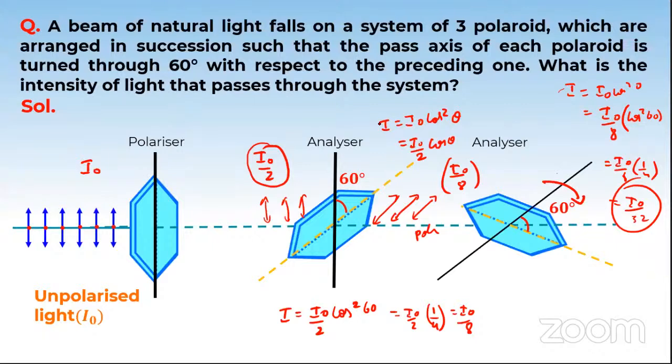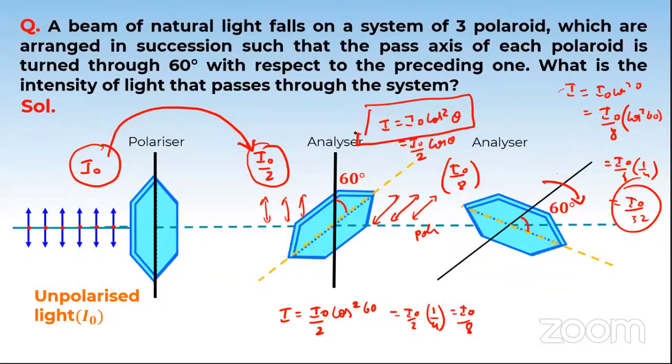I hope I'm clear, right? This is the previous JEE question, very simple. But if you know the Malus law and the concept that for the first time, from unpolarized to polarized, the intensity becomes half, and whenever you are using a polarized light for polarizing, you have to use Malus law, if you know these two concepts, the answer will be easy.